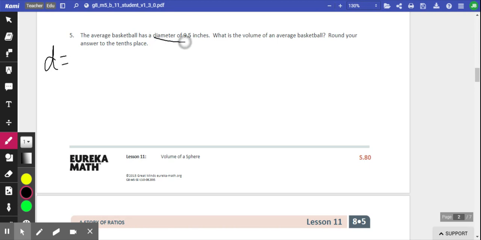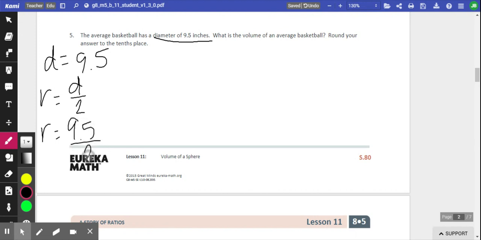So I know in my problem here, I have the diameter is 9.5. Okay, but like our other problems that we had, we need the radius. And to find the radius, you do the diameter divided by 2. So we're going to do 9.5 divided by 2, and we get r equals 4.75. Just wanted to double check that.